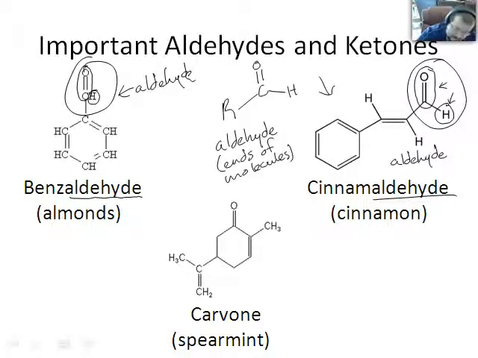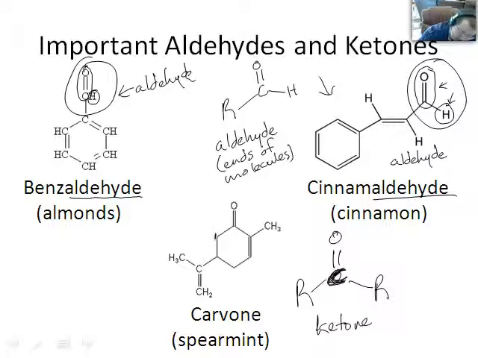Now jumping down to the bottom, I've got carvone. And I'm looking for R attached to a C, double bound to an O, attached to an R. That's what's going to make up our ketone. And if we fill that in on the picture, I've got an R here, an R here, and a C double bound to an O. There's my ketone.